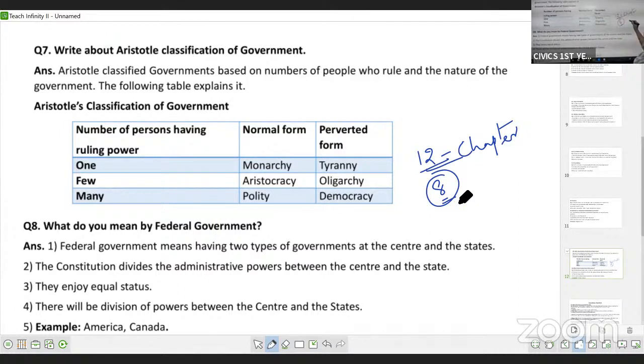Differences. In chapter 2, you have state, government, state, society, then state, association. In chapter 3, you have nation, nationality, nation, state. Then in your constitution, in 10th chapter, again, you have rigid, flexible, written, unwritten differences. You will get at least 2 differences from these chapters. Okay, minimum 2 you can expect differences from these chapters.